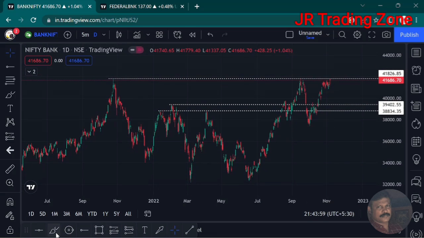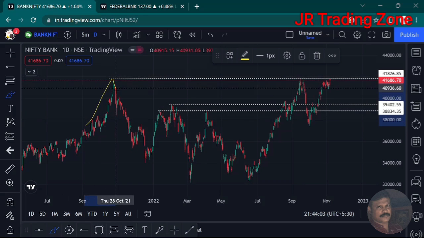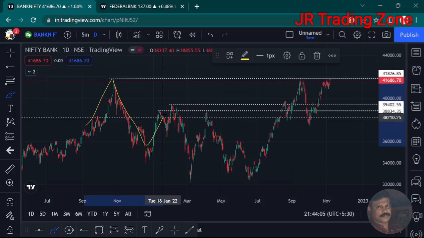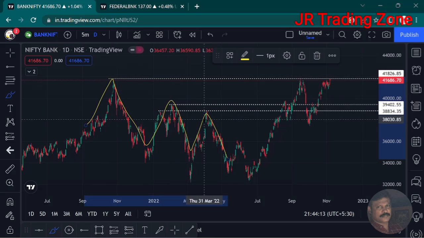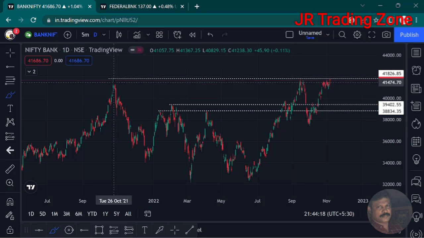Resistance means, once again I am saying, the moment where the index is reversing. This part is called the top. The top of this swing is called the resistance line. There is some resistance and that resistance is pushing the index downwards. Next we have to draw the support lines.